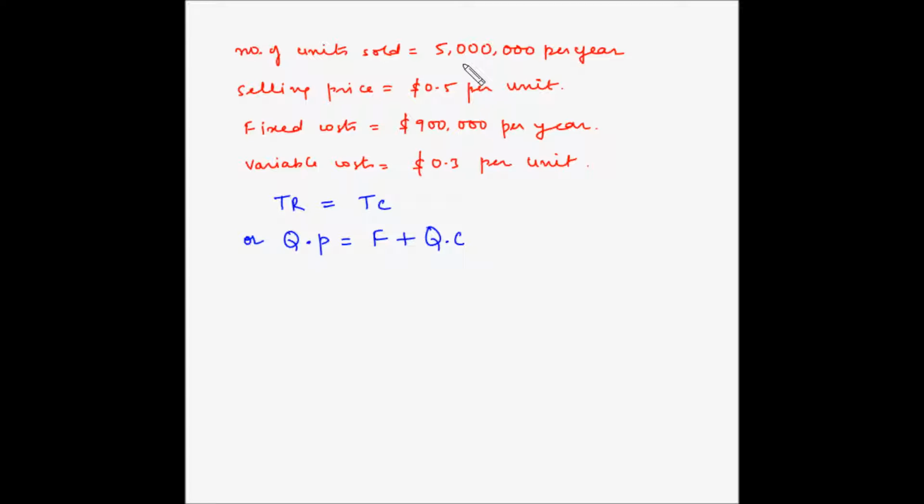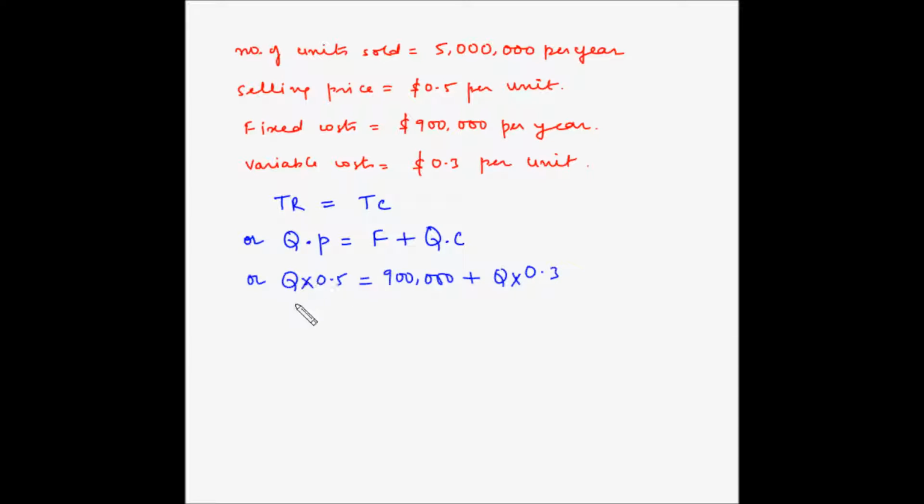Now we don't know yet whether with these number of units being sold, we have achieved the break-even point or not. And that we'll find by finding this Q as the variable. So Q is the quantity which is needed to be sold in order to achieve the break-even point. So let's substitute the remaining values. So Q multiplied by P, which is the selling price, which is 0.5, is equal to F, which is 900,000, plus Q, which is the variable, multiplied by C, which is 0.3.